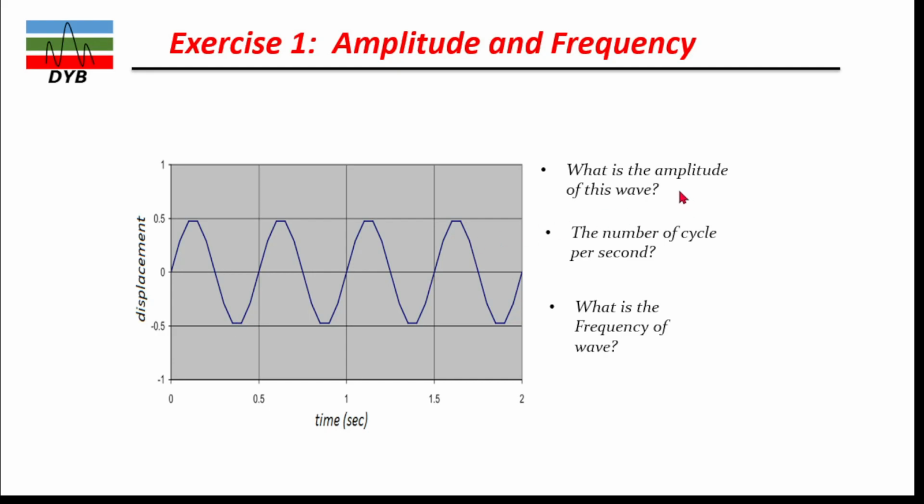So let's say you have to find the amplitude of this wave. This starts from 0 to this point, which is the peak amplitude. So this is 0.5. And the second question is the number of cycles per second. So this is 1 second. How many cycles do we have? 1 and 2 cycles. So it means this is 2 cycles per second.